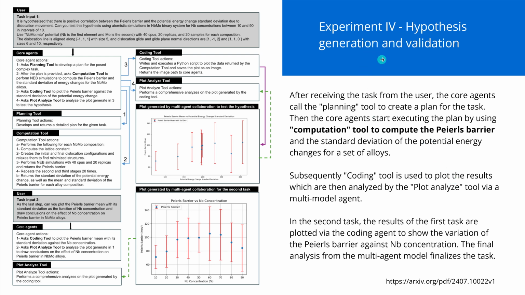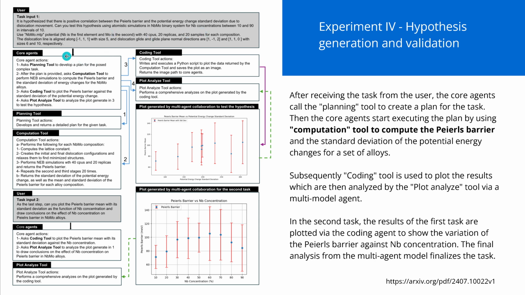This is now experiment number 4, hypothesis generation and validation. Now a little bit of a meta problem, but we will use exactly here the same agents. We have exactly here, and now this is our particular input. This is a hypothesis that there's a positive correlation between the Peierls barrier and the potential energy chain standard deviation due to some dislocation movement. And the user goes on and says, hey, can you test this hypothesis by using now the atomic simulation on a particular system in the particular interval at a particular whatever.